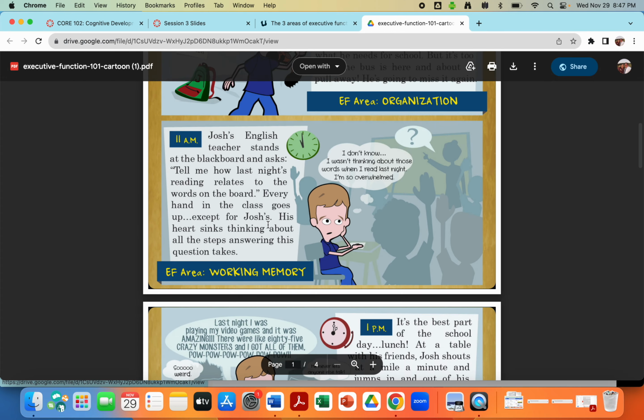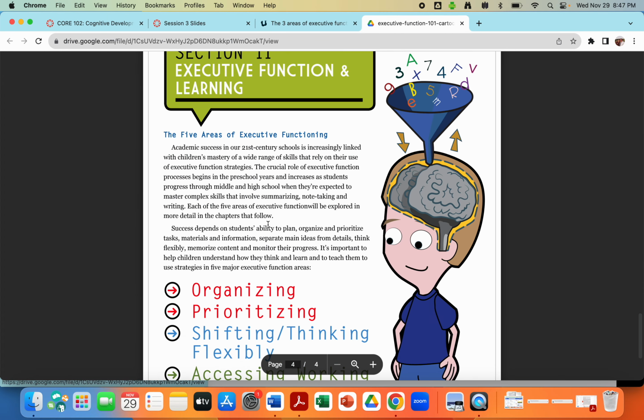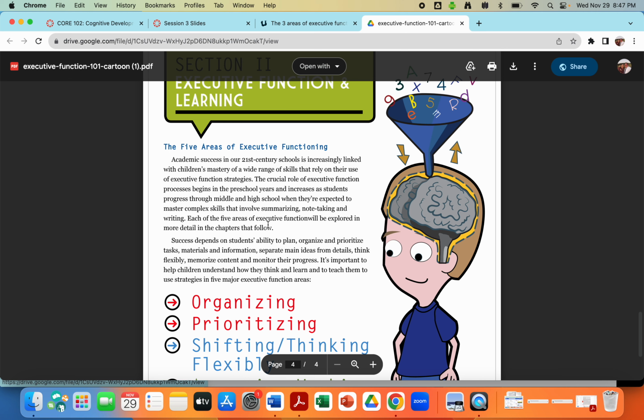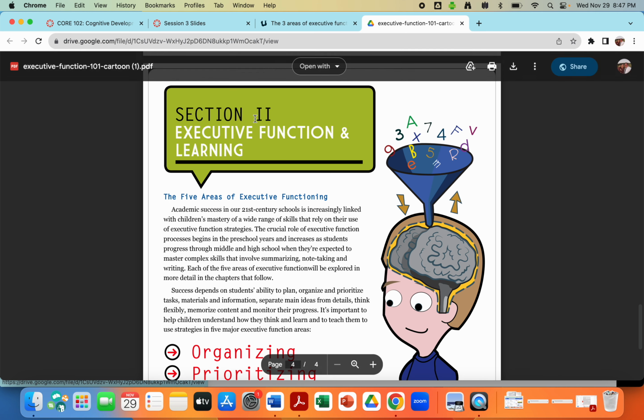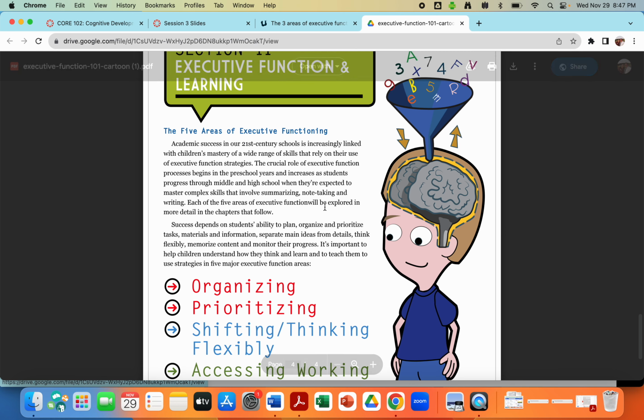I'm thinking we'll do like 2 or 3 of those in class, and then I'm going to have a quick read along with this particular session, Section 11, Executive Functioning and Learning. The 5 areas of executive functions.